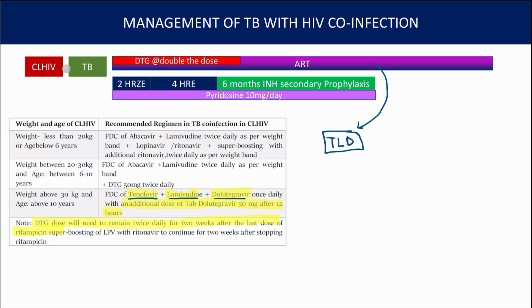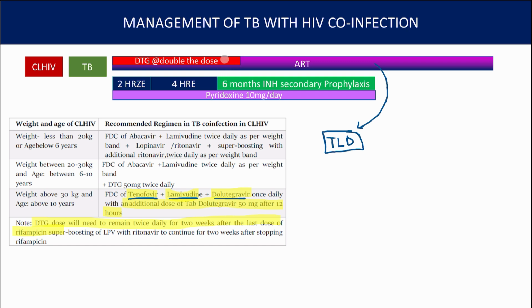Look, the child is HIV positive, therefore the child is getting ART, meaning antiretroviral therapy, and the most common ART which we use in children is TLD. Remember, T means tenofovir, lamivudine and dolutegravir. Okay, this is TLD. And as the child has now come out to be TB positive, you need to give 2 HRZD and 4 HRE. In that case, you need to just double the dose of DTG. DTG means dolutegravir. Whatever dose the child was initially getting, you need to give the double dose of it, and it should be continued even after completion of the HRZD regime.